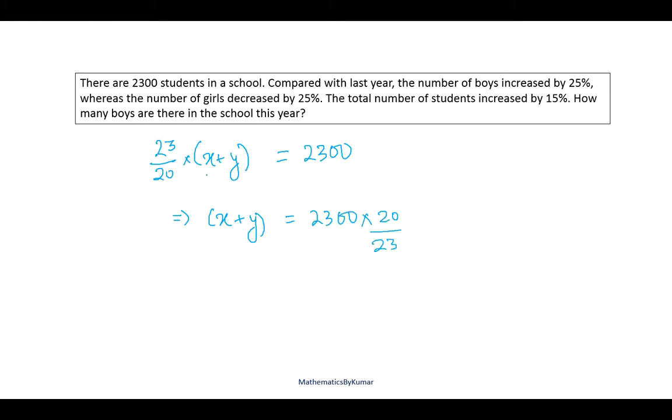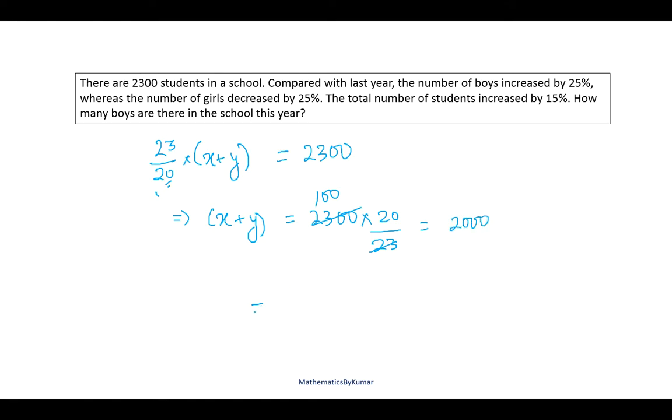by 23. So when I'm bringing something on this side, something that was multiplied will now be divided, and something that we were dividing by before will now be multiplied. Now see, this is very simple. I have a 23, I can cancel this out. I can get 100 here, and 20 into 100 becomes 2000.